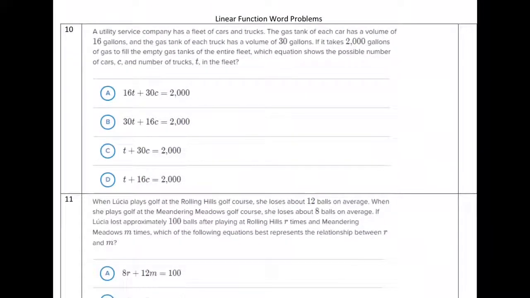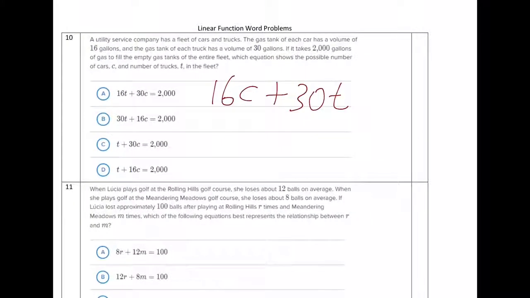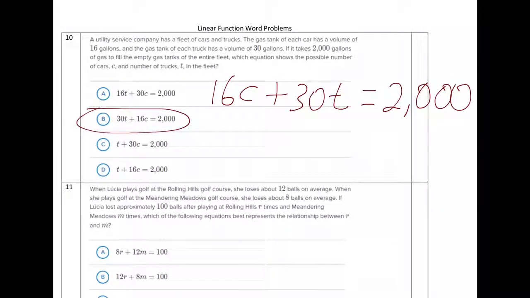Number 10. A utility service company has a fleet of cars and trucks. The gas tank of each car has a volume of 16 gallons, and the gas tank of each truck has a volume of 30 gallons. If it takes 2,000 gallons of gas to fill the empty gas tanks of the entire fleet, which equation shows the possible number of cars, C, and number of trucks, T, in the fleet? So it's 16 per car, we can multiply them, 30 per truck, we can multiply those, and we know that our total is 2,000 gallons. So if we attach the correct variables to each number, we get B.